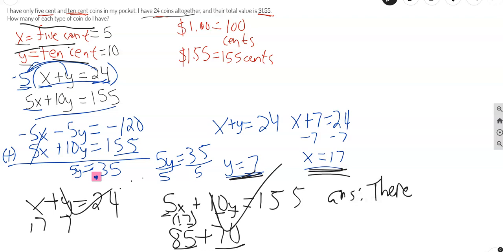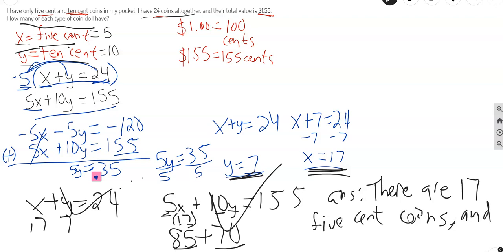So we can say, there are 17 5-cent coins. And how many 10-cent coins? Sorry, my writing's not the best. And y equals 7. And 7 10-cent coins. And we're done.